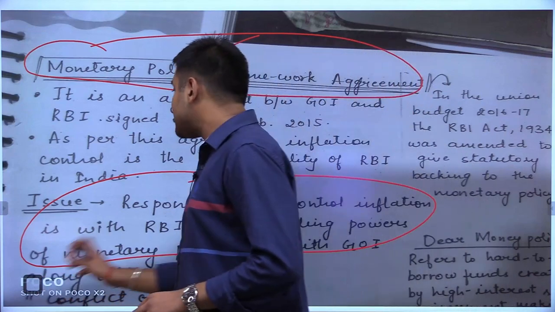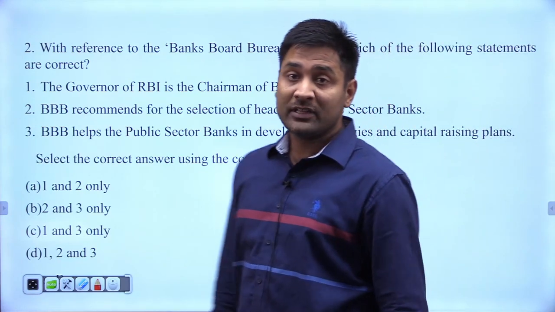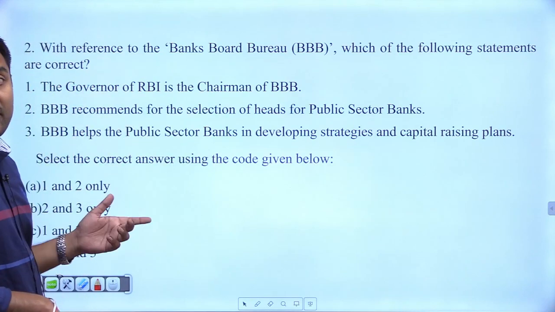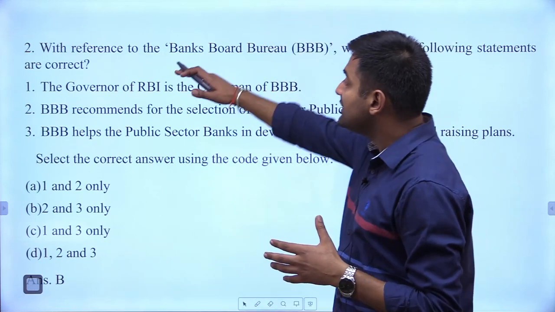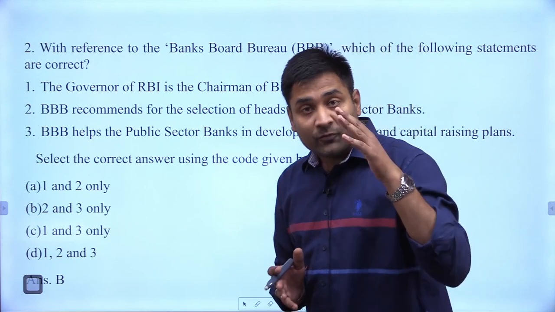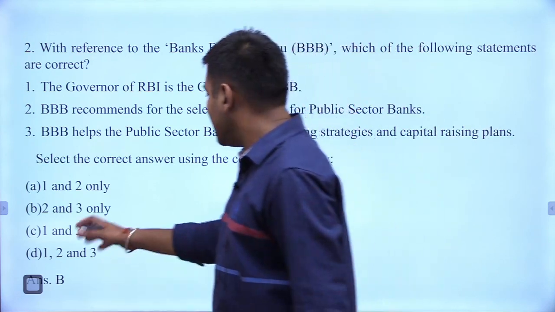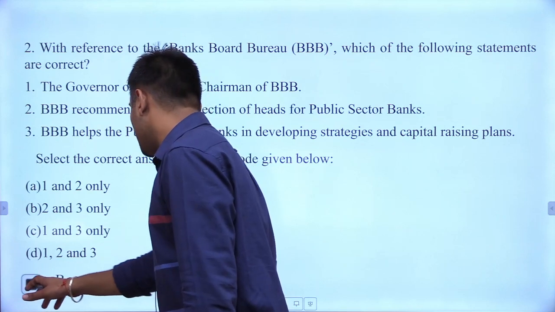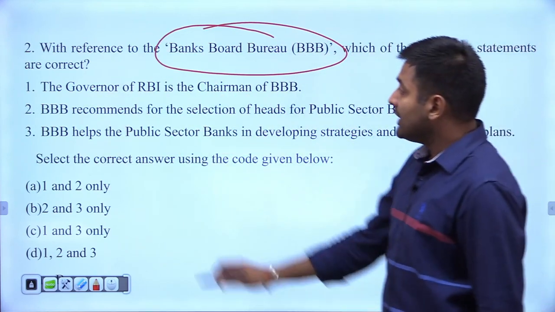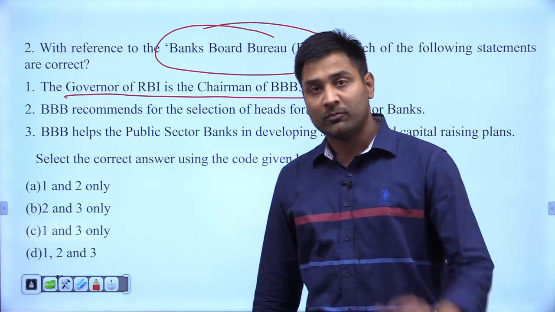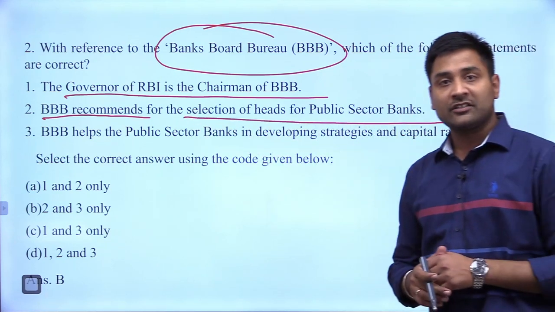Now the next question: with reference to the Banks Board Bureau, which of the following statements are correct? The beauty of the UPSC exam is that you need not be aware of all the options. With the elimination method, the majority of the questions in this year's exam can be solved very easily. This one is related to the Banks Board Bureau. The first statement says the Governor of RBI is the chairman of the Banks Board Bureau. The next statement says it is a recommendatory body which recommends the selection of heads of public sector banks.